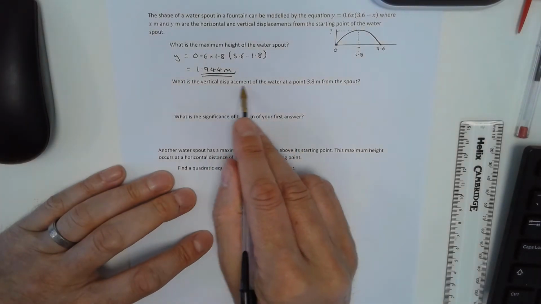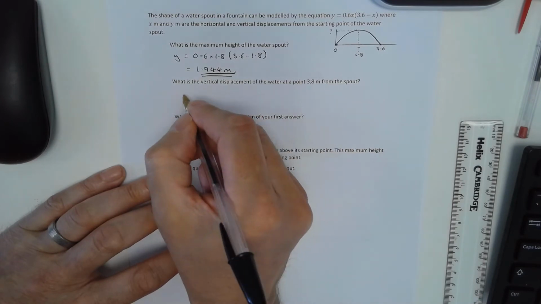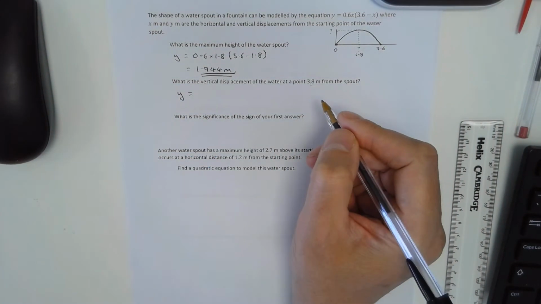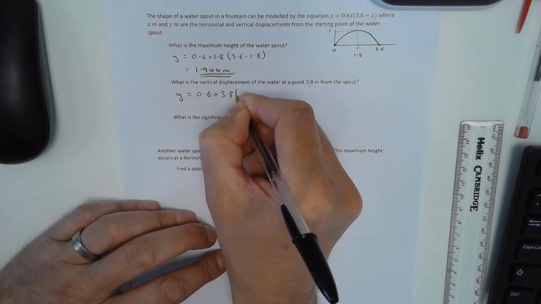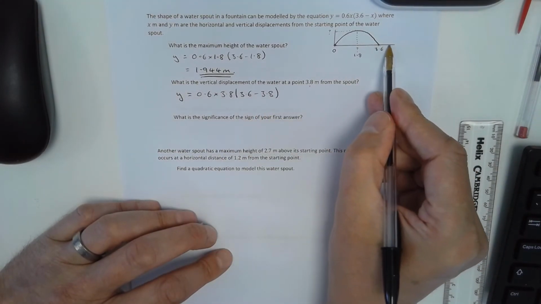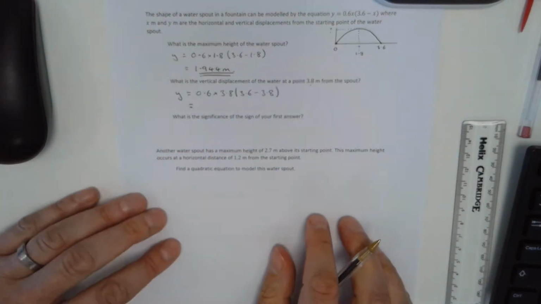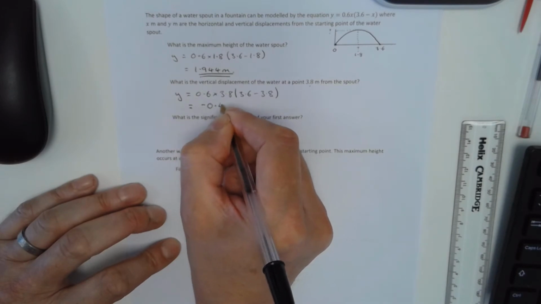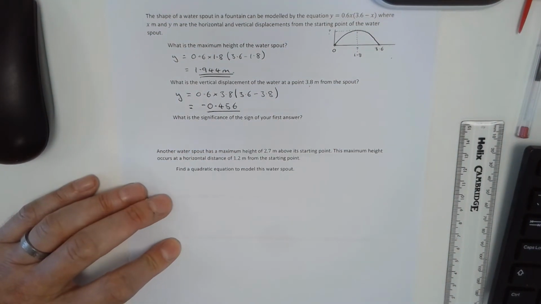What is the vertical displacement of the water at 3.8 meters from the spout? So that's nice and straightforward. This time I'm going to substitute in 3.8. So I end up with 0.6 times 3.8 times 3.6 minus 3.8. Can we see this is beyond here? So I guess we can maybe see what's going to happen here. I've typed this in the calculator separately, so I won't do that in this video. And we end up with minus 0.456. So that is kind of saying it's come down below the ground.